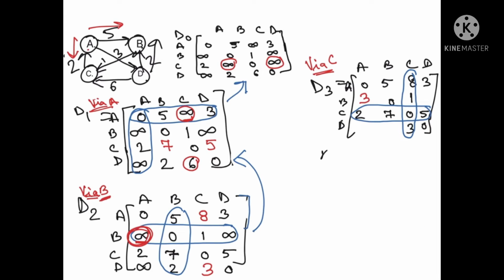Okay, so we have B say D. When I have to go from B to D, one option is B to D, which is infinity. The other is B to C plus C to D. So what is B to C? 1. What is C to D? Infinity. Okay, so this will remain.